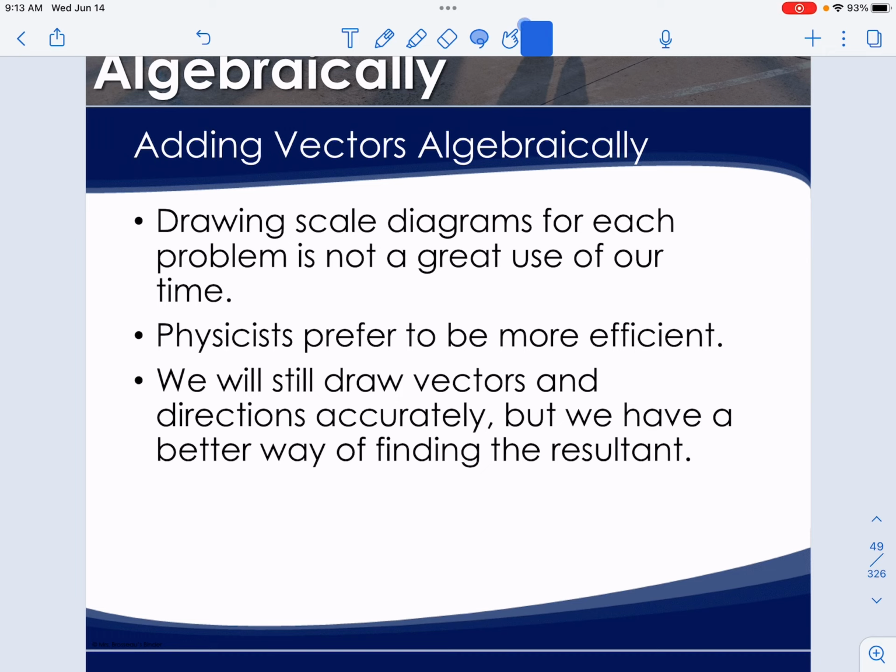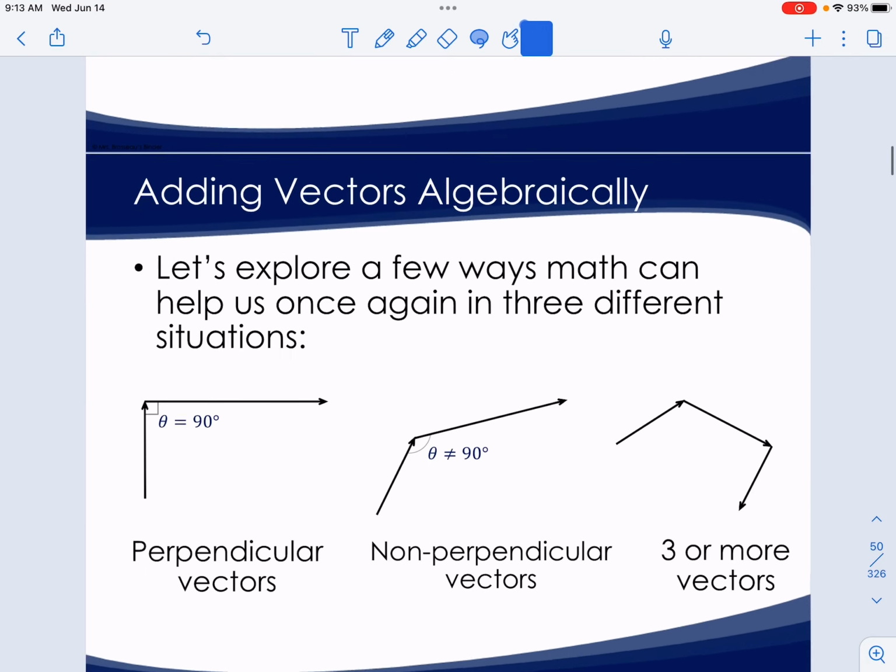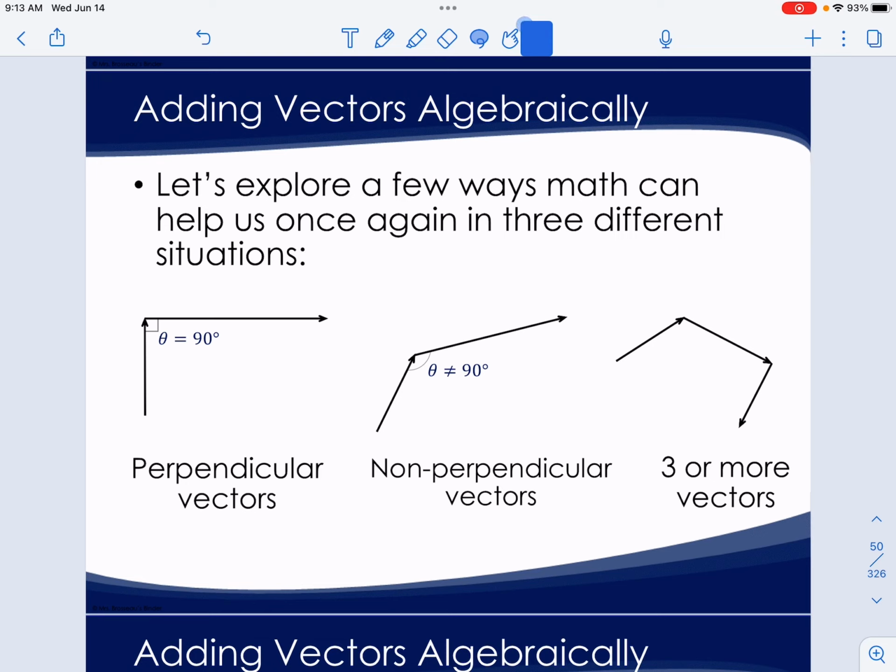So drawing scale diagrams for each problem is not a great use of your time. Physicists prefer to be more efficient. We will still draw vectors and directions accurately, but we have a better way of finding the resultant vector. Let's explore a few ways math can help us once again in 3 different situations.